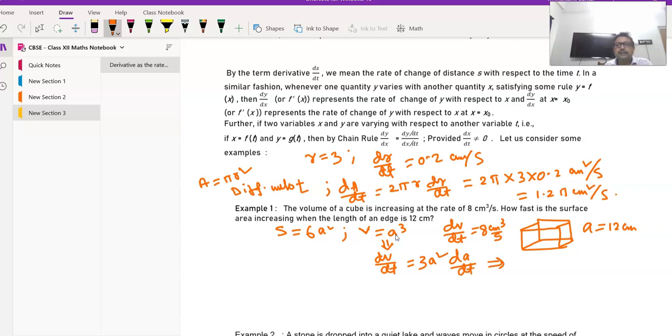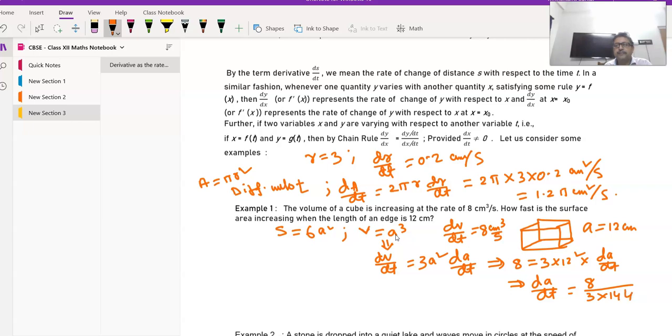This implies if we put the value of dV by dt here, this is going to be 8 equal to 3a square. What is the value of a here? The value of a they have told is 12. So putting 3 into 12 square multiplied by da by dt. Okay. So this will give us the result da by dt, that is 8 divided by 3 into 144.